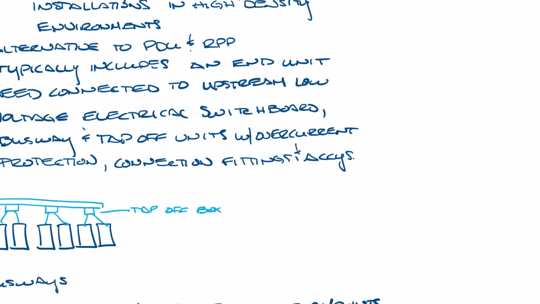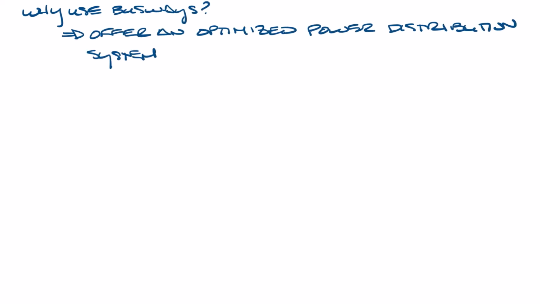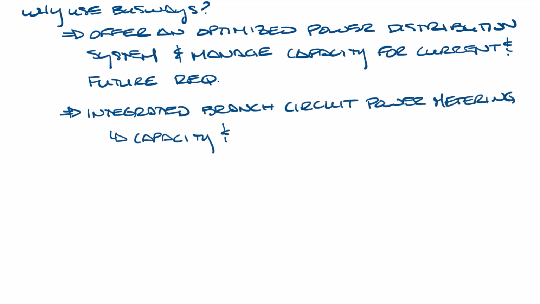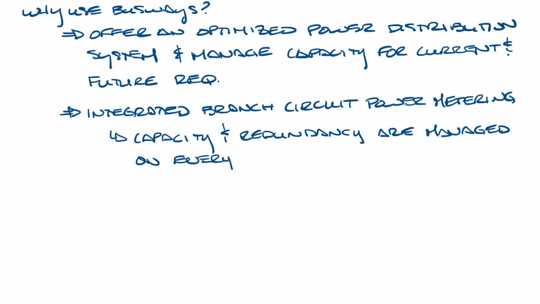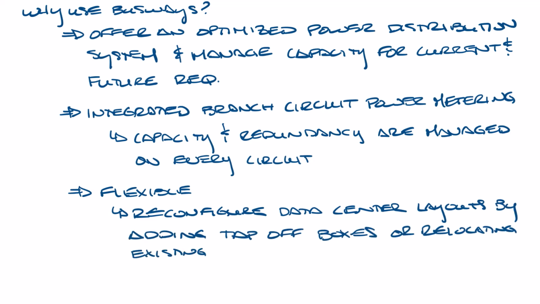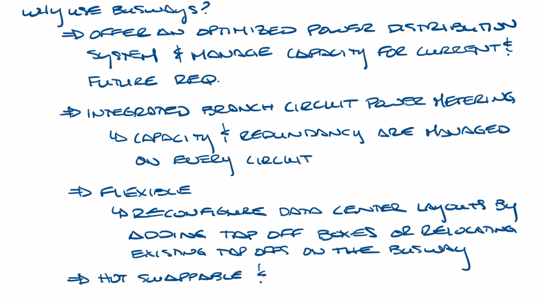So why use busways? Busway systems offer an optimized power distribution system that can distribute and manage power capacity for current and future requirements. They have integrated branch circuit power metering, so capacity and redundancy are managed on every circuit. They're also flexible. You can reconfigure data center layouts by adding additional tap-off boxes or relocating existing tap-offs on the busway. They're hot swappable and plug-and-play.